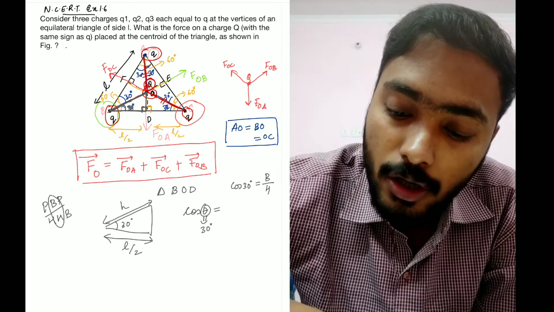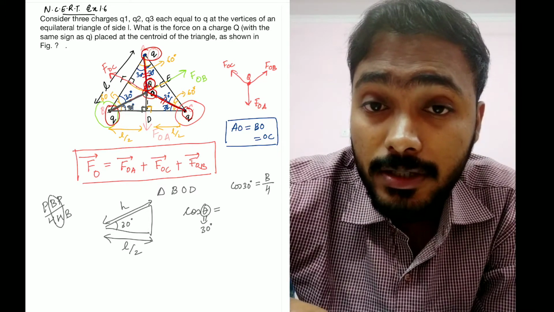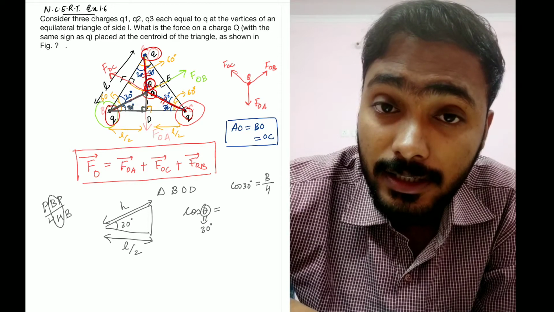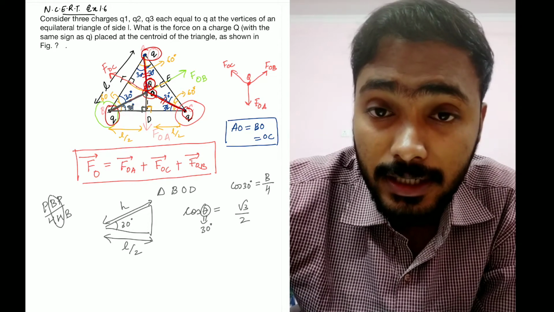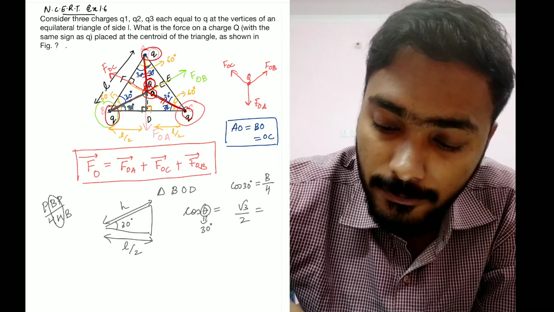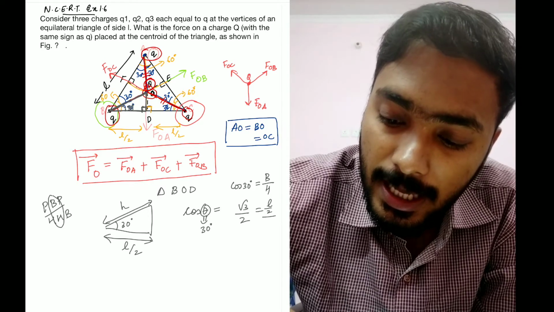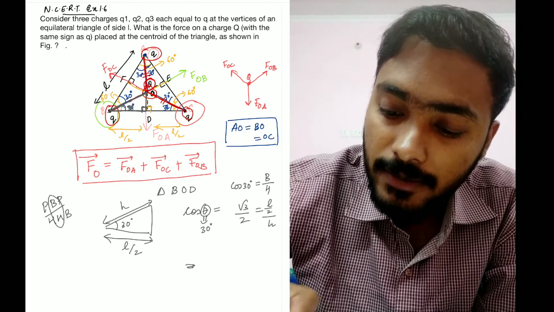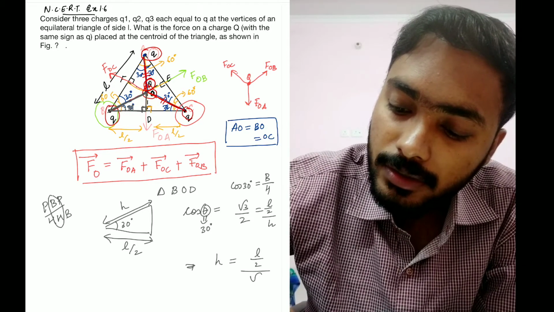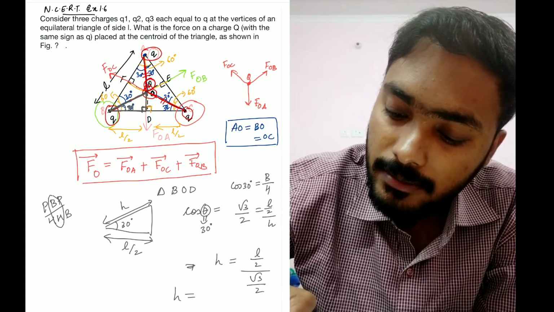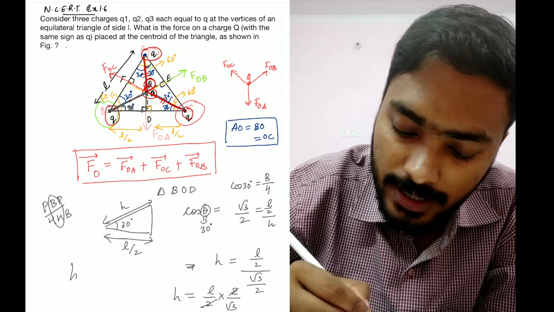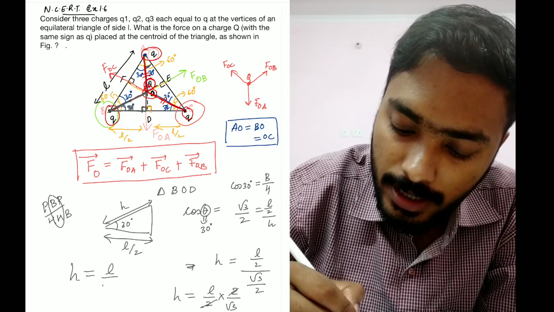Okay, all right. The value of cos 30 is how much? I'm sure you guys know. The value of cos 30 is actually root 3 by 2, right? And that is equal to base upon hypotenuse. Now the value of the base I know, that is L by 2, right? The hypotenuse I do not know. So I can find the hypotenuse to be L by 2 divided by root 3 by 2, or simply the hypotenuse comes out to be L by 2 into 2 by root 3. The 2 cancels out, so the hypotenuse comes out to be L by root 3.